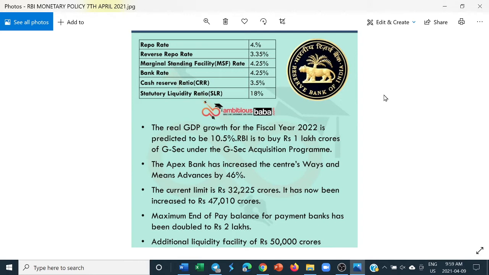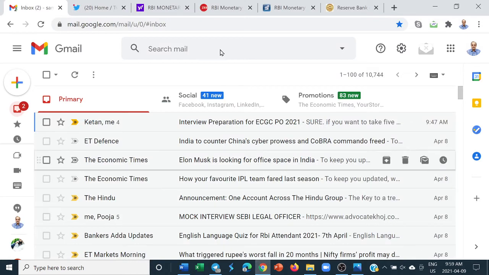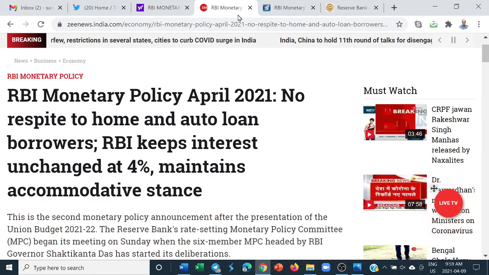Another point is repo rate has been retained at 4%. Many people were expecting it to be reduced, and they also expected that the housing loan rates will come down, whereas there has been no change. On the contrary, State Bank of India has recently increased home loan interest rates from 6.7 to 6.95%. So this is what it is.